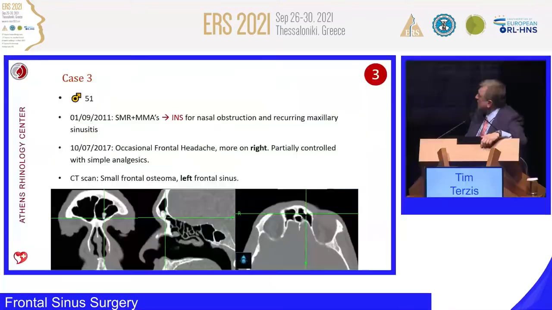Yeah, absolutely. So, case 3, a 51-year-old male. In the past, he had an operation for septoplasty, followed by intranasal steroids. Six years later, he came back with some mild frontal headache, more on the right side, which was okay with analgesics. We did the CT scan, and we saw this little osteoma here, which was quite small, as you see, originating from the posterior wall and just touching the anterior wall.